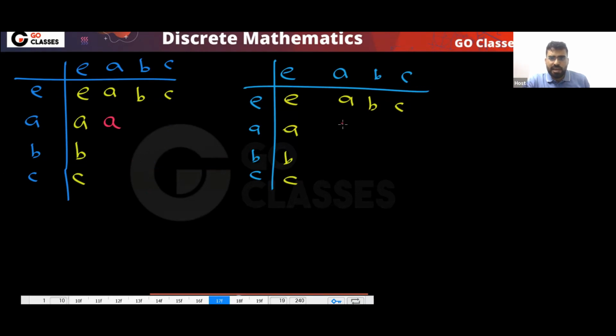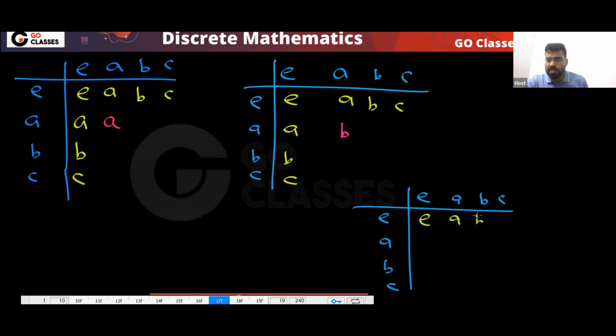But another choice that I have is I can put B here. And there is one more choice, and that is I can put C here. So let me put E, A, B, C, and another choice. Here there is no choice. This will be E, A, B, C. Another choice that I have, I can put C here.